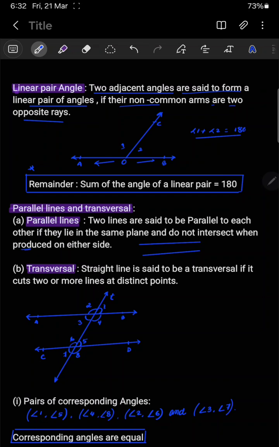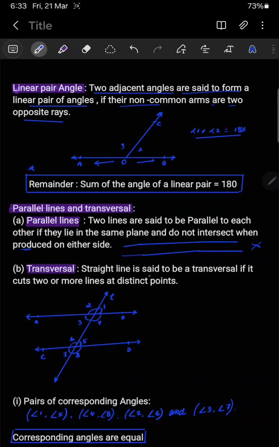So what is the meaning of produced here? It means extended. If you extend them on either side, they will never intersect, like this. So if they will never intersect, then these two lines are called parallel lines.